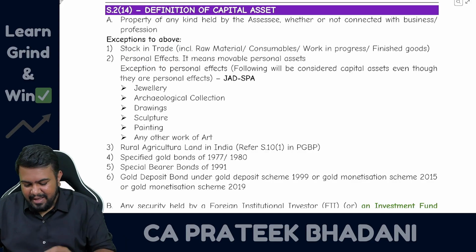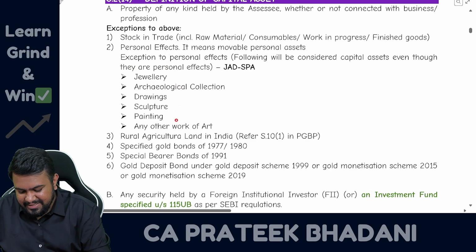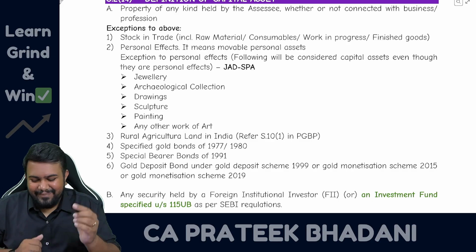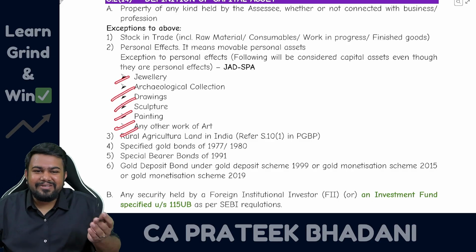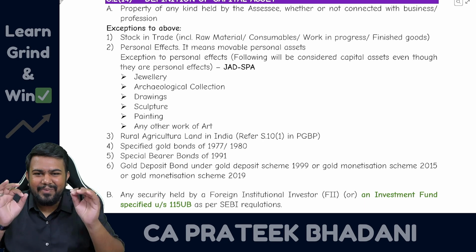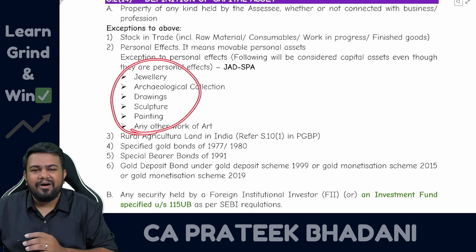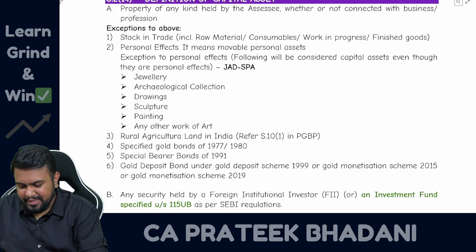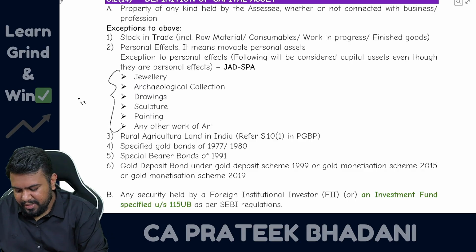You got my point? However, there are 6 personal effects that are still kept in the meaning of capital asset. You know why? Because these 6 assets are assets whose value generally increases over time. It does not decrease. That is why the government has smartly kept them inside the meaning of capital asset. So these 6 are an exception to the exception. Exception to exception means what? These 6 are included in the capital asset definition.